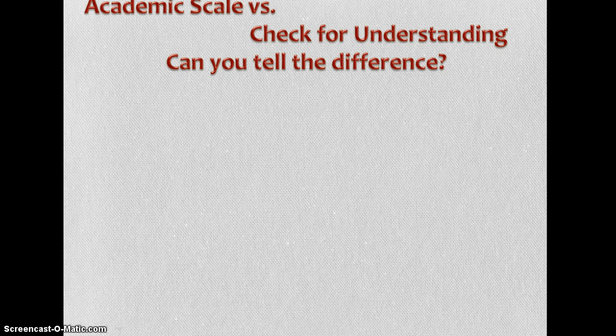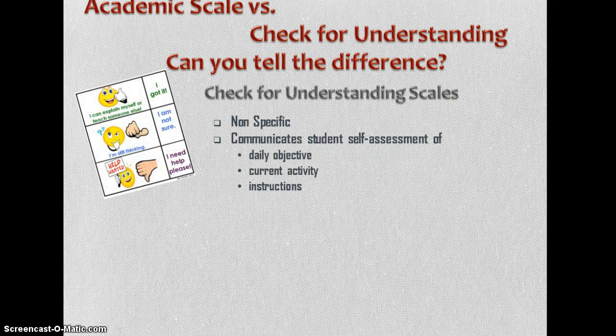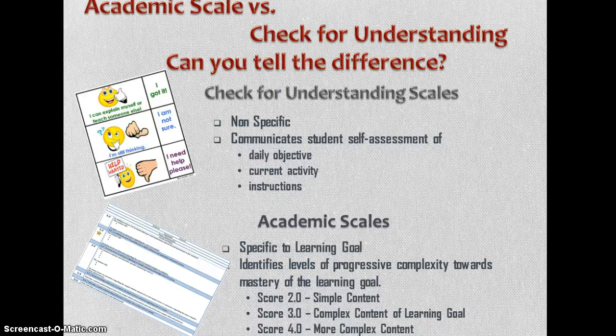So we're looking at academic scales versus check for understanding scales. Check for understanding scales, the scales that we've been using throughout the district, are non-specific. They communicate students' self-assessment of daily objectives or current activities or instructions. On the other hand, an academic scale is specific to the learning goal. It identifies levels of progressive complexity towards mastery of that learning goal. So we start out with simple content, move up to complex content of the learning goal, and then even more complex of that content.